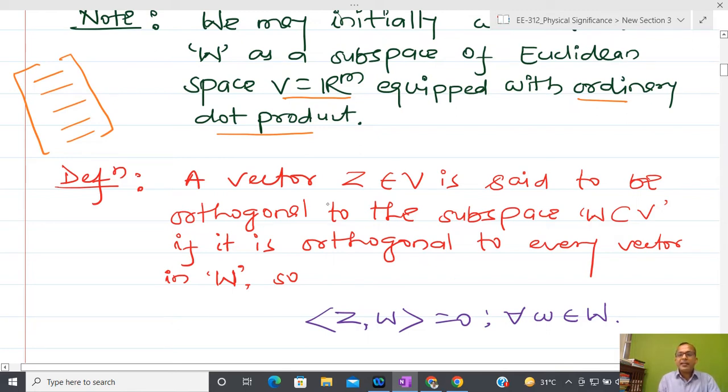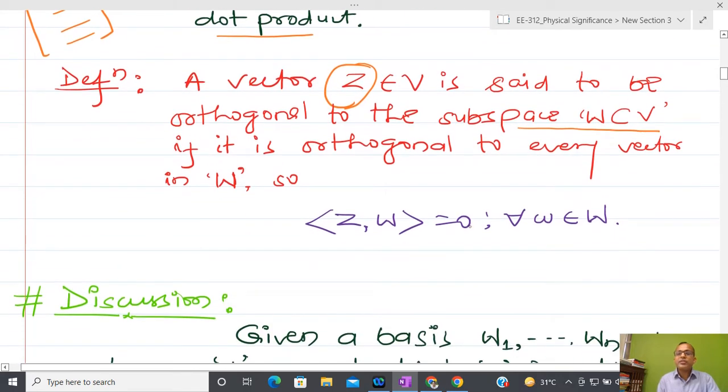The definition is: a vector z that belongs to V is said to be orthogonal to a subspace W, which is a subset of V. So I have a vector in the same space, and I have now taken a subspace of the same vector space. If it is orthogonal, then z is orthogonal to every vector in W, so this should be satisfied for all w that belongs to W.